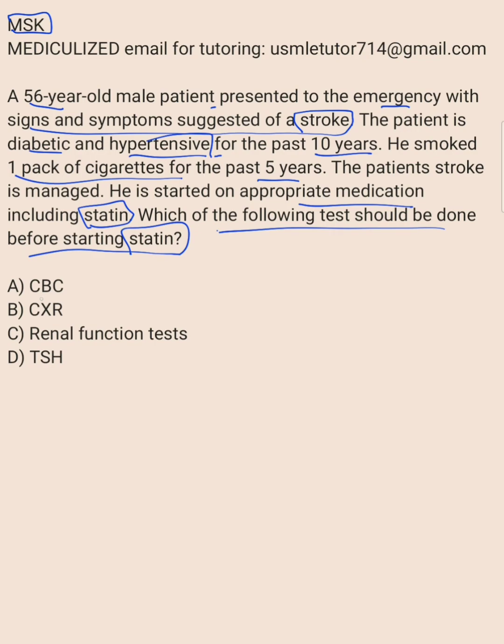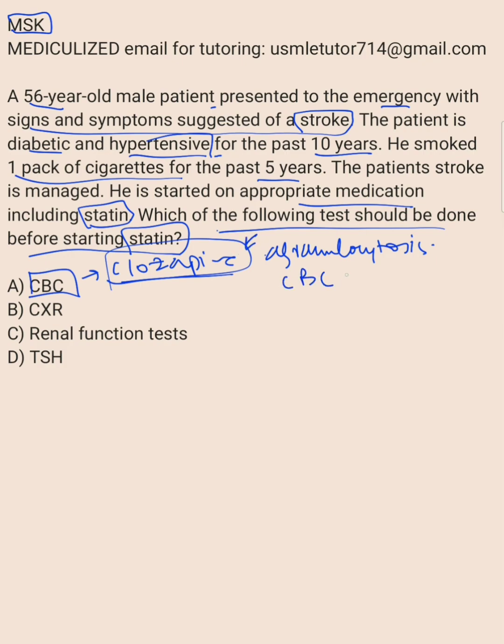So the first, they say that CBC, that would be wrong. Statin does not cause any hematologic abnormalities. You do monitor CBC for clozapine, which is an antipsychotic that is really effective, but not first line because it can cause agranulocytosis, and it's often tested. The clozapine. So if the patient is on clozapine, you should do CBC every week.